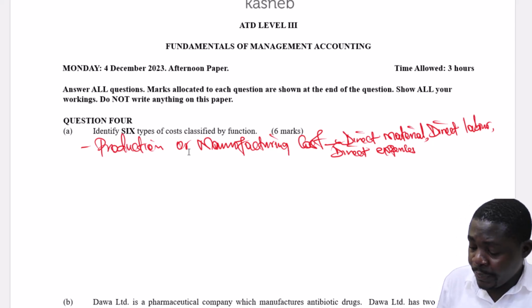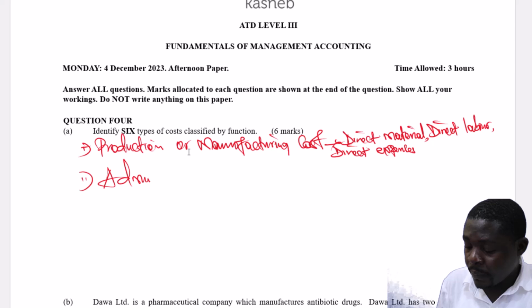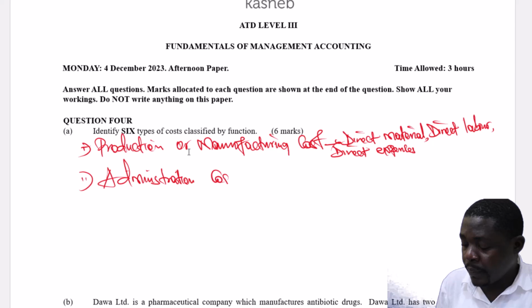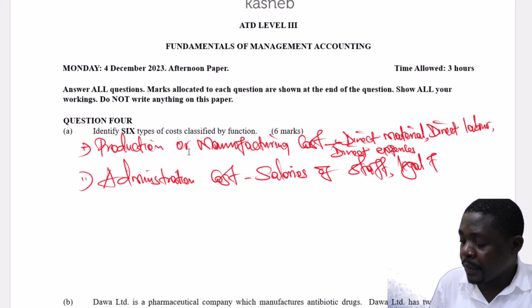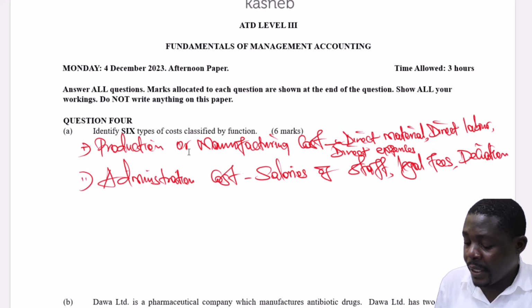Then number 2, this is Roman 1. Roman 2, we can talk of administration cost. This one we can maybe subdivide the cost basing on the salaries of staff, and then we have legal fees. We have depreciation of equipment, depreciation of office equipment, and so forth.